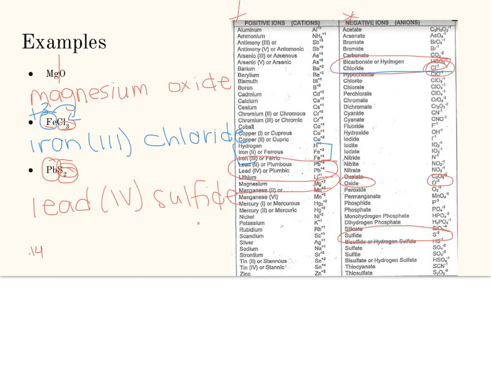Again, you want to be careful when you're using this chart. Make sure that you're using the proper ion. So S here is sulfide, but notice there's sulfate, sulfite, so you want to make sure you're using the correct one. So that's how we name binary ions.